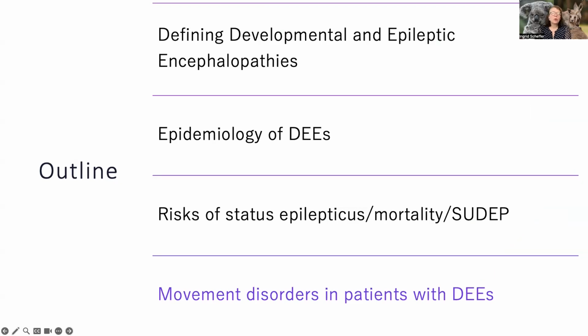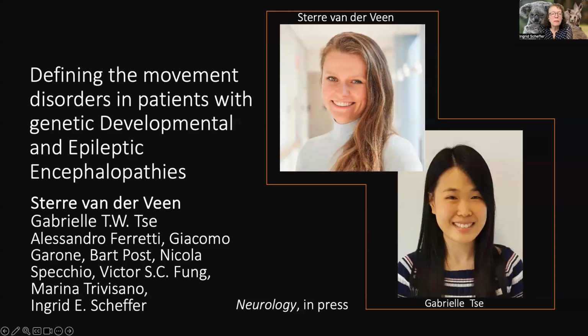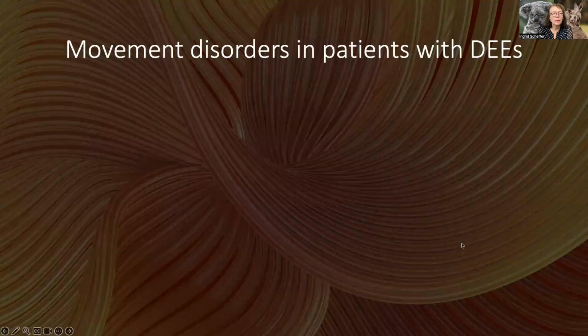All right, now the final discussion I wanted to have was around a paper that's just coming out now about defining movement disorders in patients with different genetic developmental and epileptic encephalopathies. And this work was led by a very talented medical student at the time from the Netherlands called Sterre van der Veen. She's now training to be an adult neurologist, and Gabby Say is also an adult neurologist.